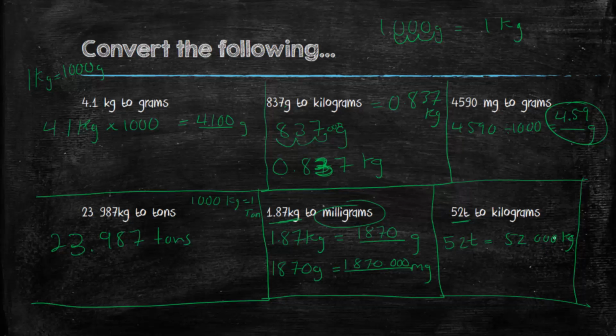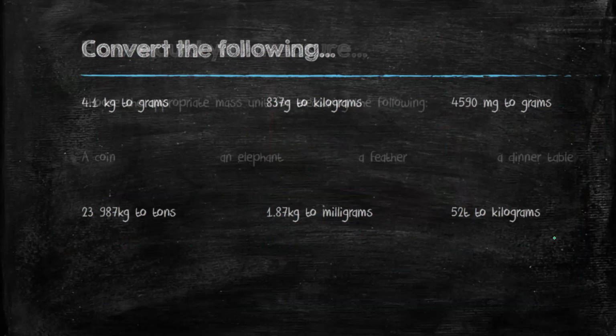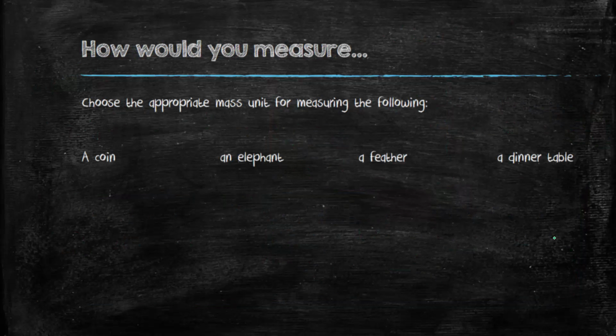Okay, we're going to do some more exercises and then we'll be done. Here, I want you to understand the relationship between the unit that we'll be using and real life objects. So, choose the appropriate mass unit for measuring the following. A coin. How would we measure a coin? Would we use milligrams? Would we use grams? Would we use kilograms? Or would we use tons?